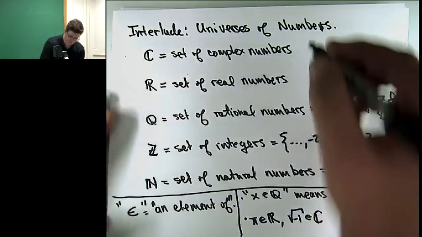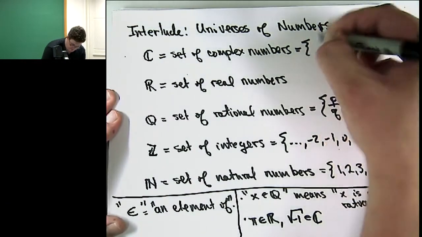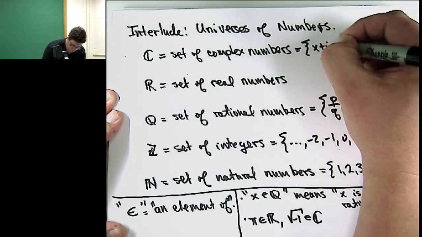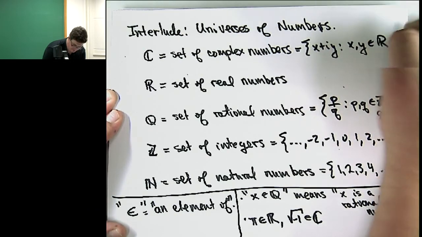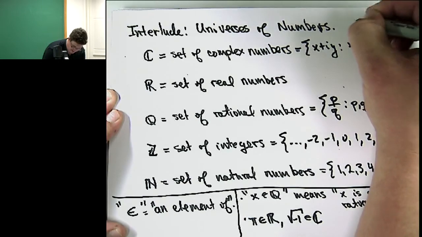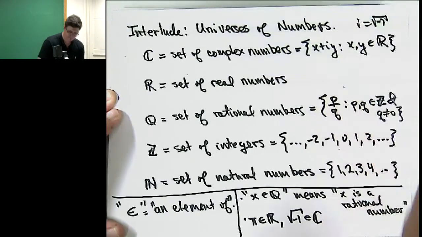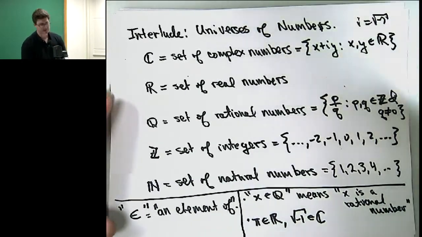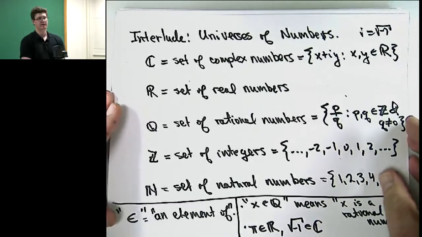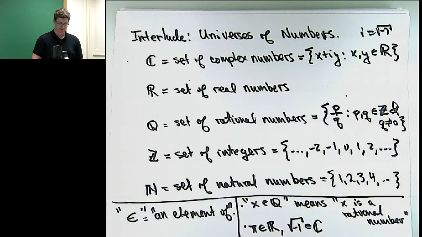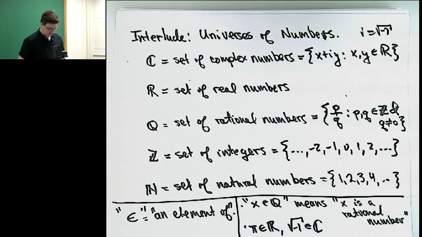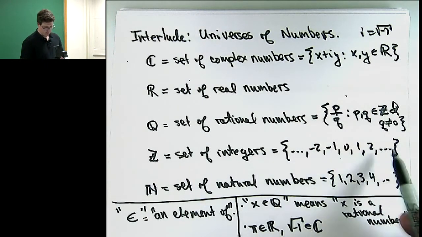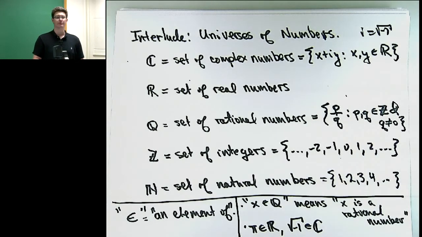Okay, so the complex numbers, let me remind you what they are. They're the set of x plus i y, where x and y are real numbers. And here, i is the square root of -1. Okay? So maybe you guys saw this a long time ago, right? But I'm just going to remind you what that is. Okay, so these are the guys with the decimal expansion. These are the whole numbers, but positive and negative whole numbers, including 0.